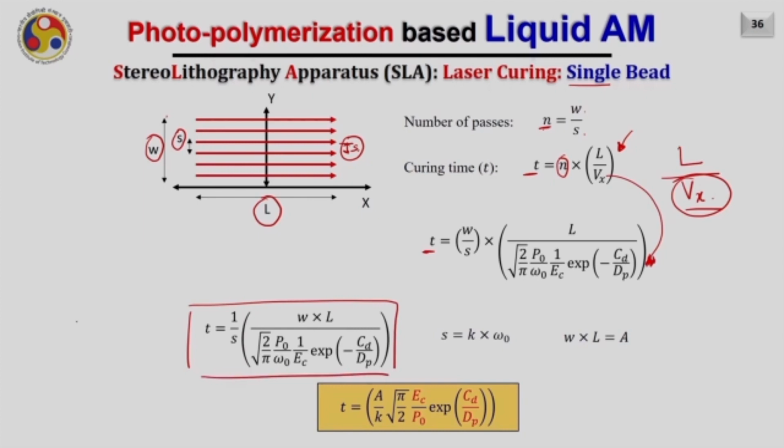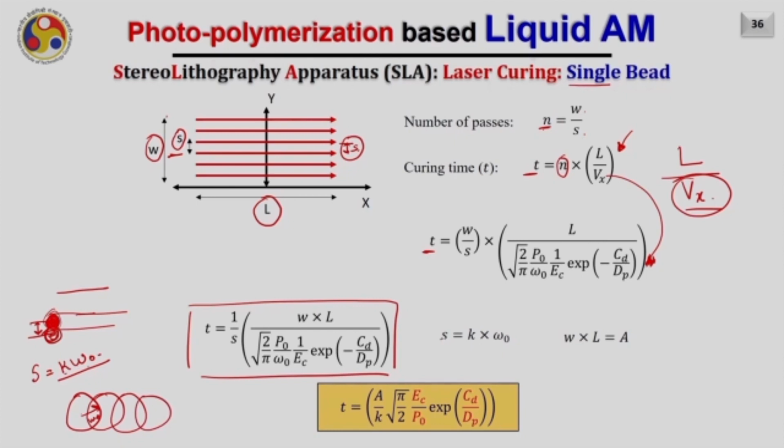Now usually the distance between the two consecutive passes, defined by S, depends on the diameter of the laser beam, meaning the width of the bead. If this is, for example, the beam and this is the width you are obtaining, then the next pass may be this much close only. So this distance S depends on the diameter of the beam. So usually we write it as S equals K times omega naught, meaning if the laser beam diameter is omega naught, how much it is overlapping with the next. Okay, so K times omega naught.